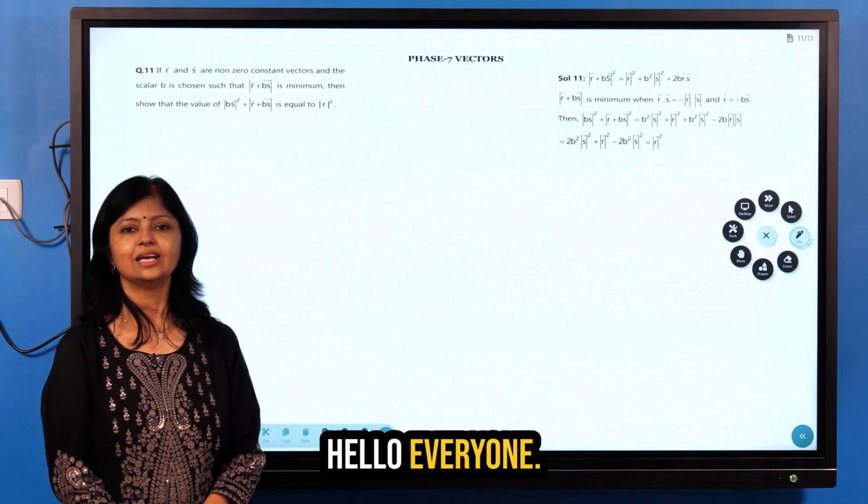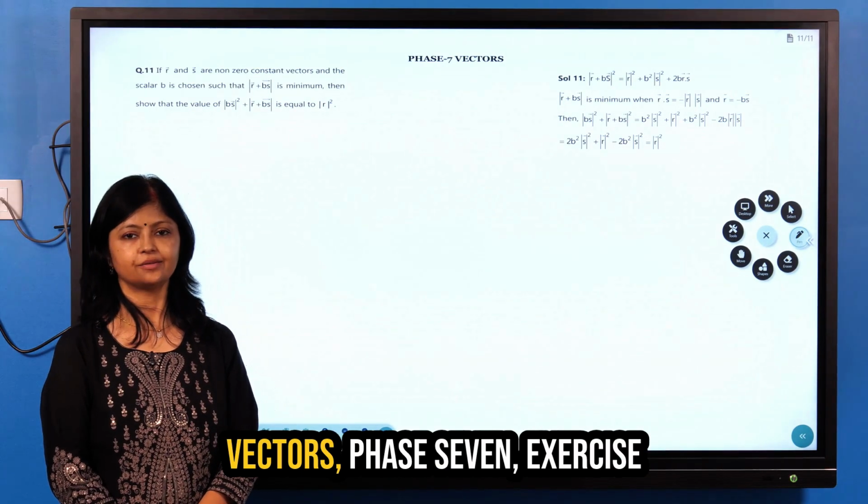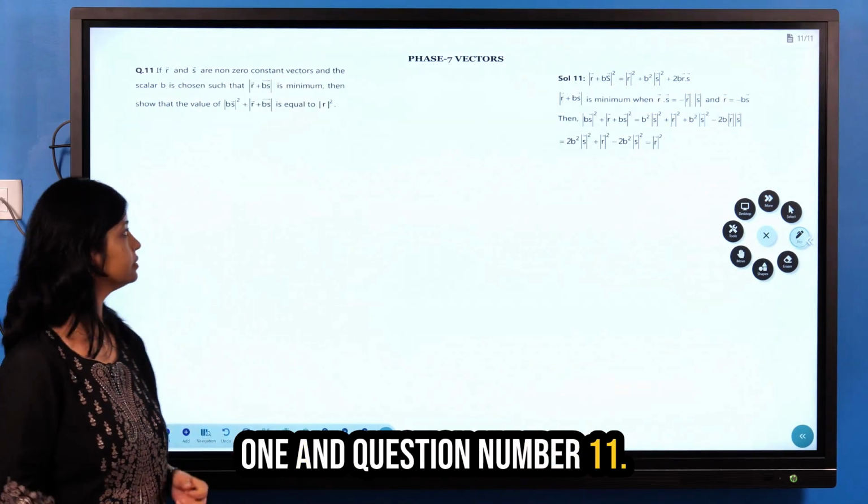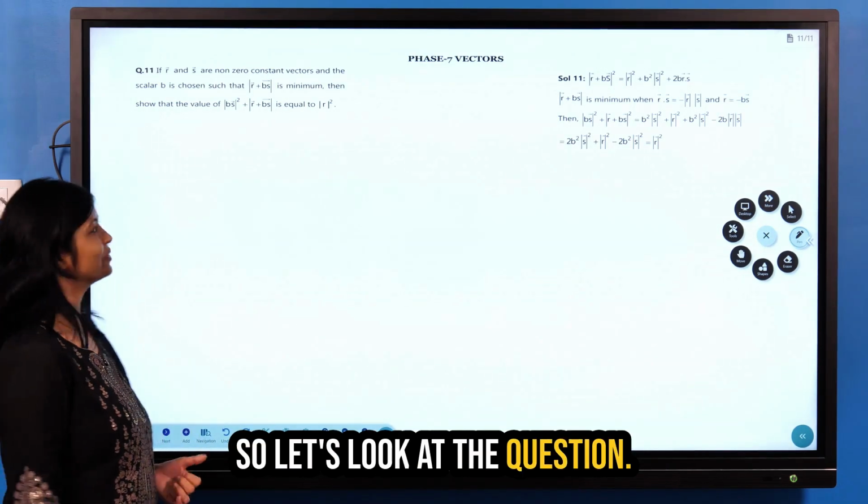Hello everyone. We are looking at chapter vectors, phase 7, exercise 1 and question number 11. So let's look at the question.